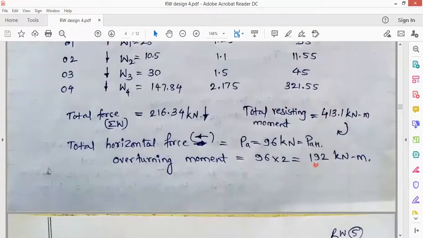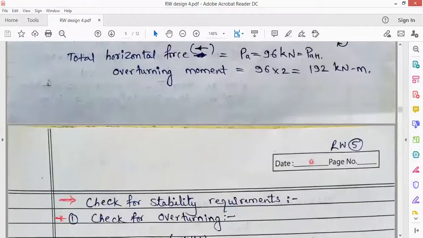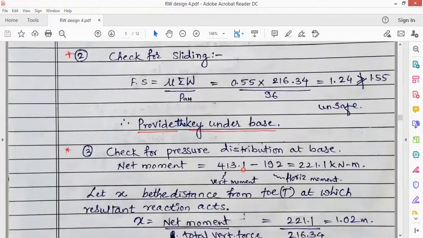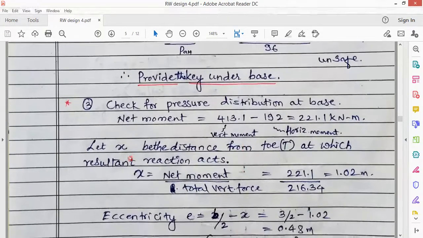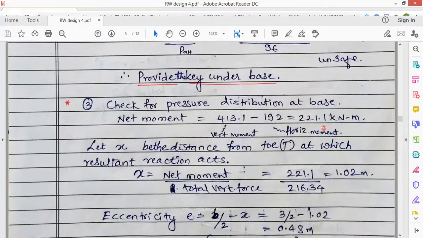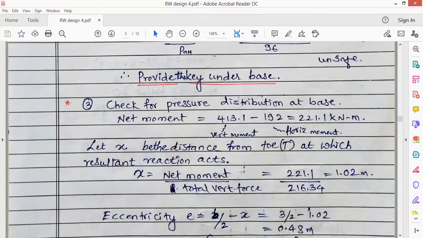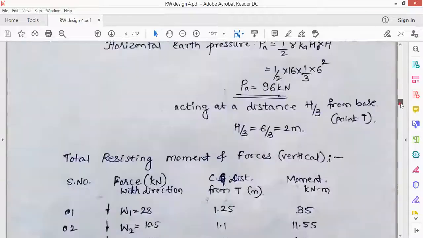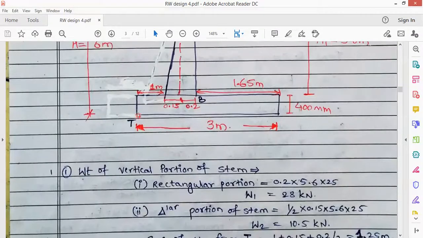So this is the clockwise moment, this is the anti-clockwise moment. So the net moment is equal to 413.1 minus 192. So 221.1 kilonewton meter is the net moment, that is the remaining moment. With the help of this moment, we are going to calculate the distance where this eccentricity occurs. Let x be the distance from the toe point, as I already showed in the previous figure. So here is the T point, and we need to provide the shear key here. Now we have obtained the resulting moment.